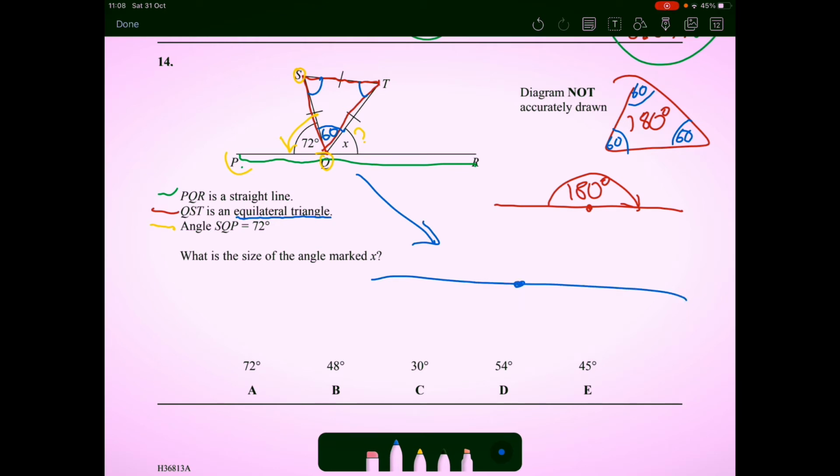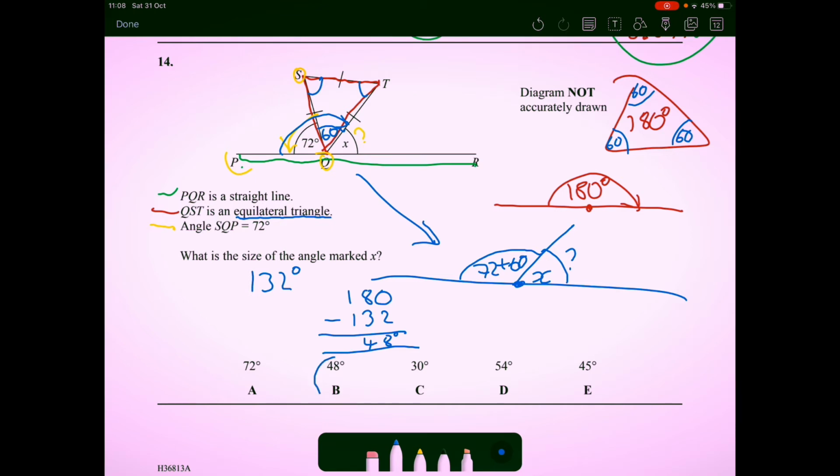is the problem we're now faced with is a straight line problem, whereby we have 72 plus 60, and then the x is our unknown value. So 72 plus 60, which is that part, is going to be 132 degrees. We would then have to do 180, take away 132, leaving us with 48 degrees. So the answer is B there, so 48 degrees.